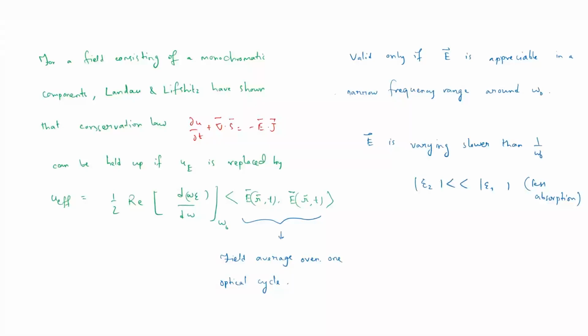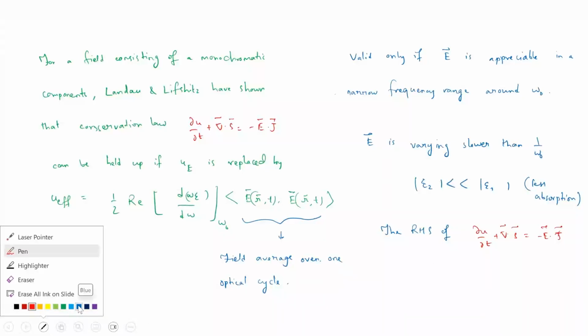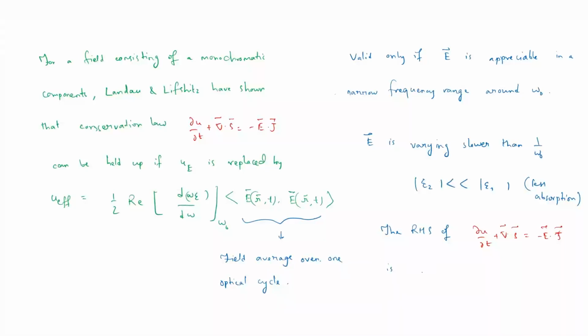The right hand side is also replaced. If the metal is completely described by epsilon of omega, then the right hand side of this expression, J dot E, is replaced by omega naught times the imaginary part of epsilon at omega naught times the field average of E square.